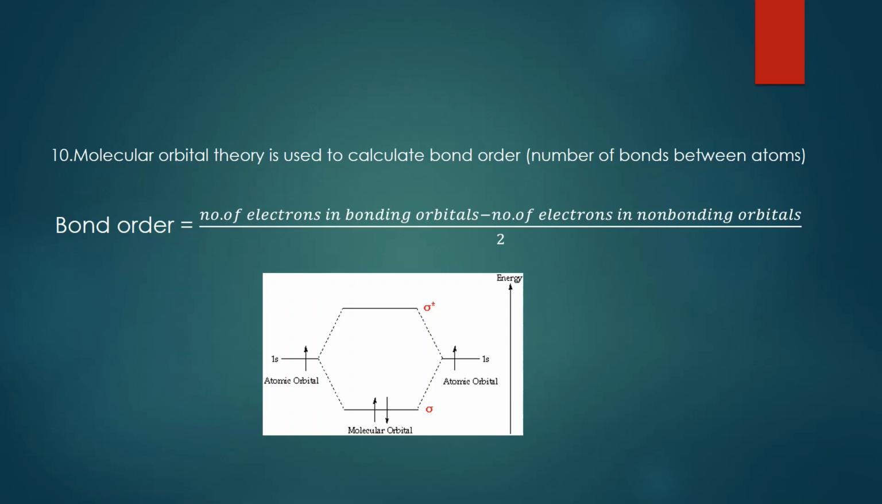Here you can observe in the diagram the molecular orbitals which have lesser energy than atomic orbitals are called bonding orbitals. The molecular orbitals which have higher energy than atomic orbitals are non-bonding orbitals. It is denoted by sigma star. Bonding orbitals are denoted by sigma. They have lesser energy than atomic orbitals.